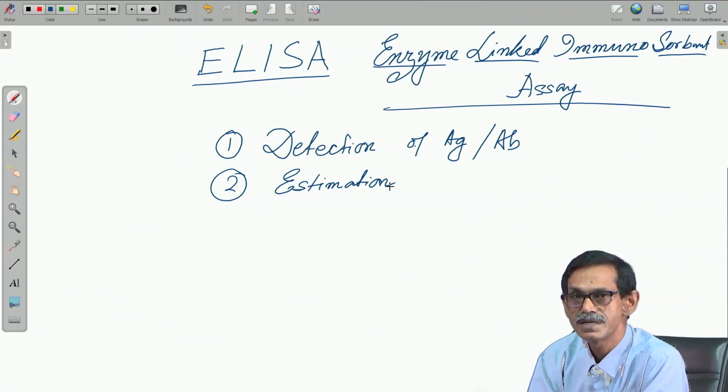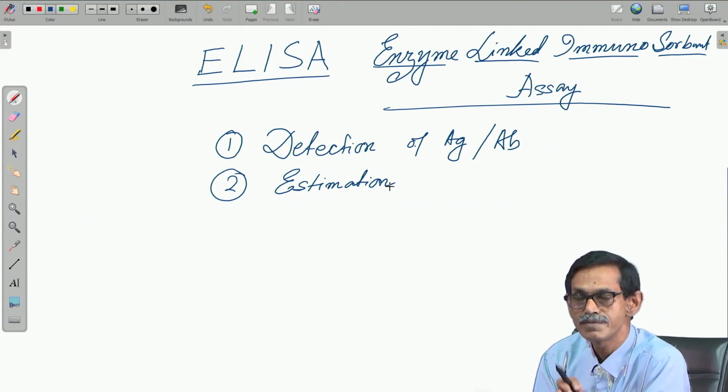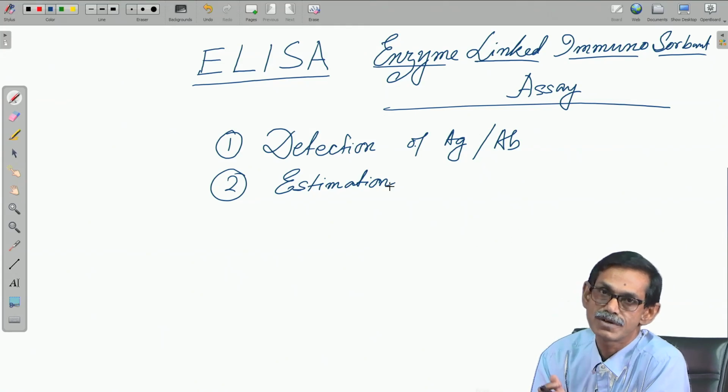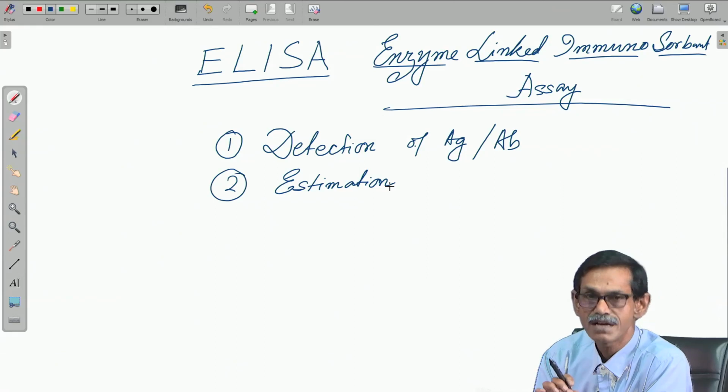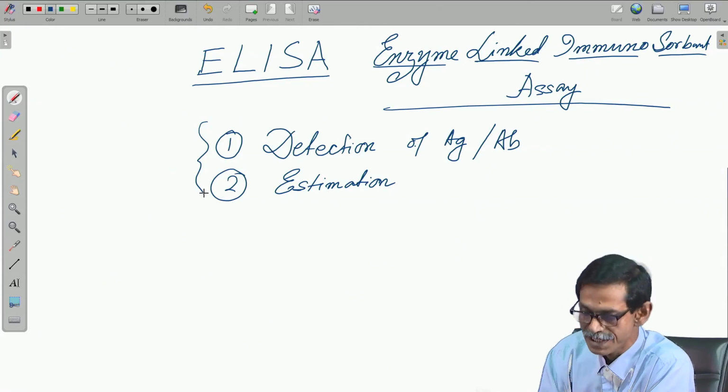What is the principle? The general principle of all immunotechniques is that antigen binds to antibody or antibody binds to antigen. They interact, so their interaction we are going to detect. So, what do we do here? What do we do in ELISA?